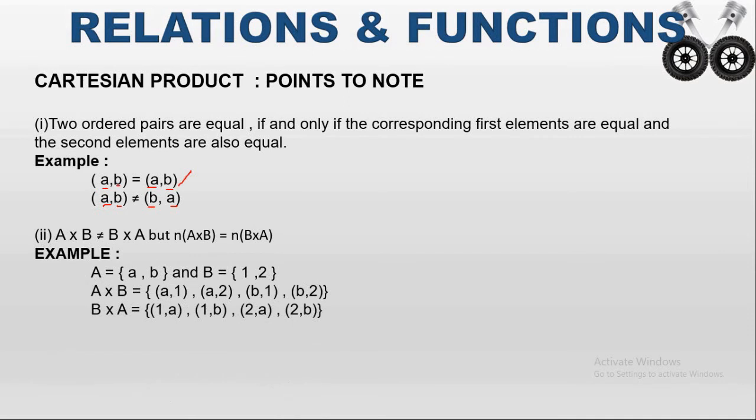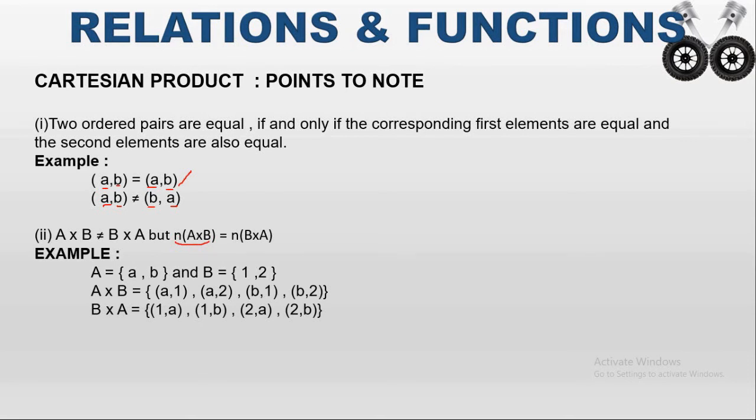So the second one is A cross B is not equal to B cross A, but n of A cross B equals n of B cross A. So what is the condition given here? A cross B is not equal to B cross A, that is, the value presented in A cross B is not the same as the value presented in B cross A. But what is the condition given? n of A cross B. What is meant by n of A cross B? That is the number of elements present in A cross B. That should be equal to the number of elements present in B cross A.